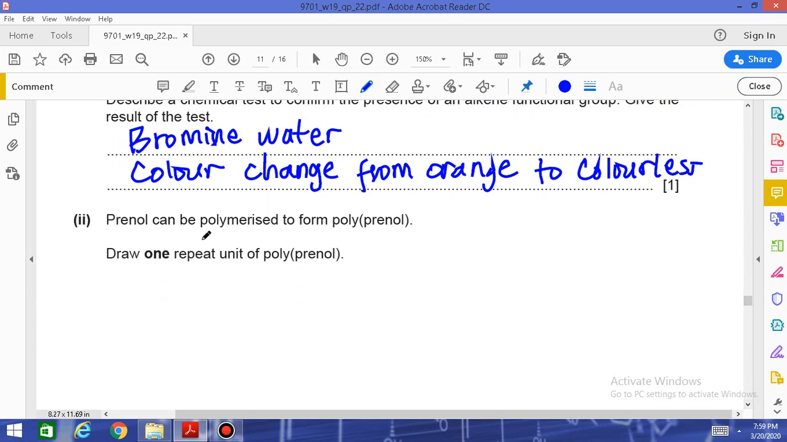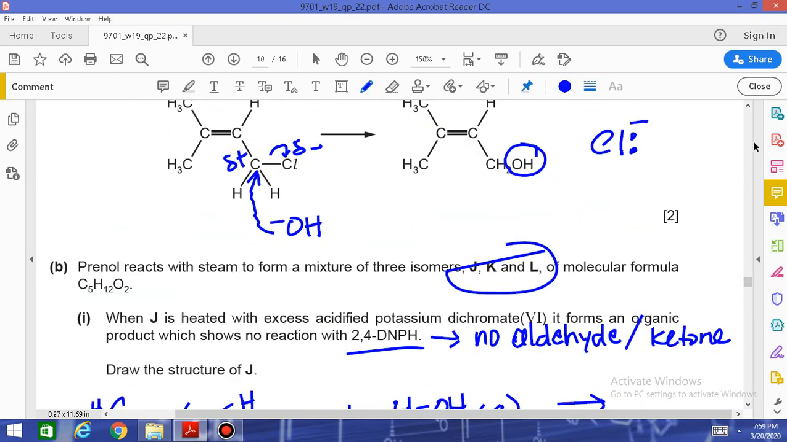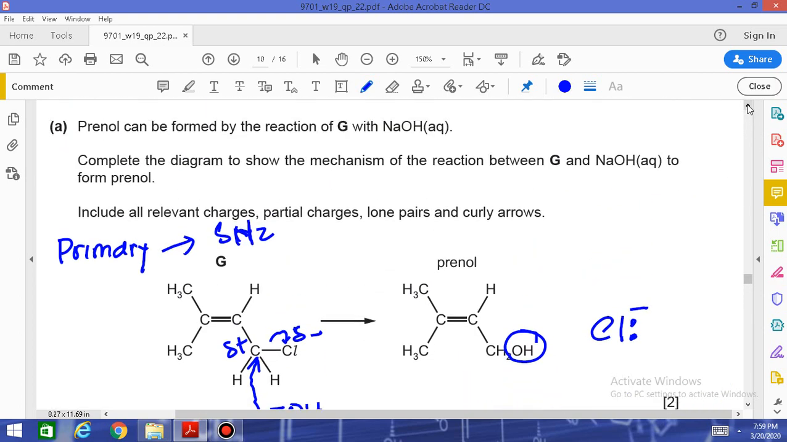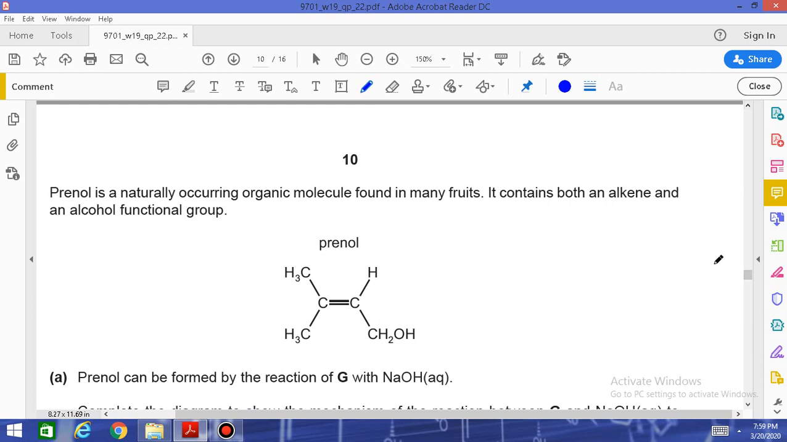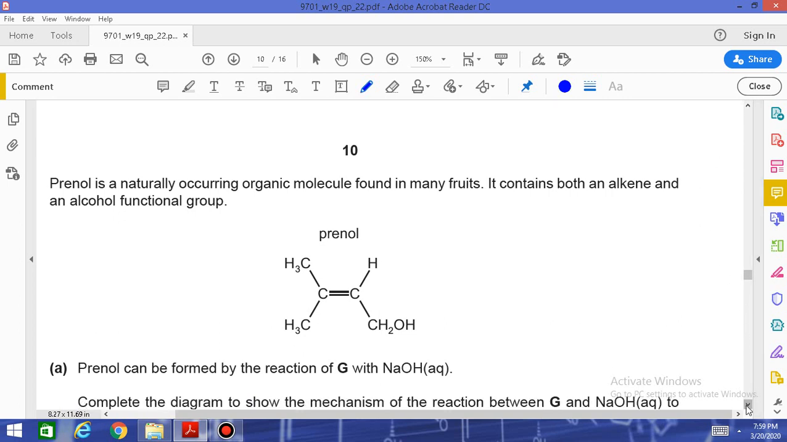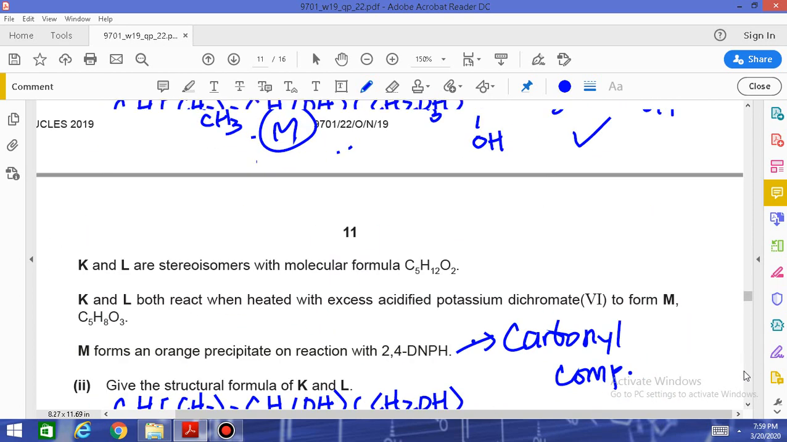Next, prenol can be polymerized to form polyprenol. Draw one repeat unit of polyprenol. So this is the structural formula of prenol. So it's polymerized. Addition polymerization occurs. The double bond is broken down into a single bond.